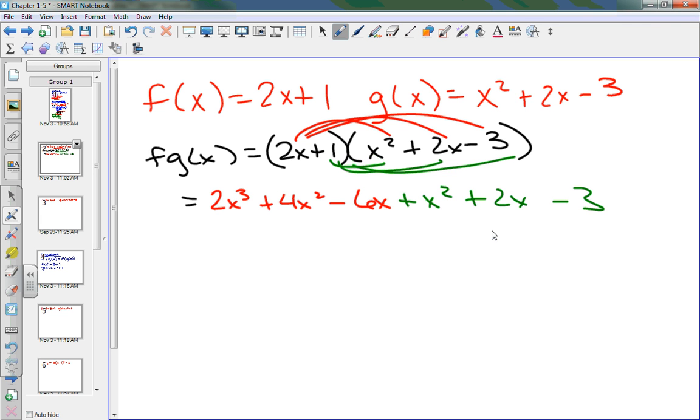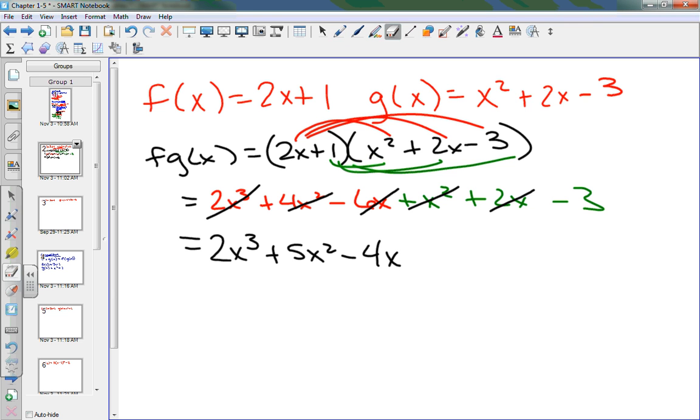Everybody with me? This is very long. Now what do I do? Isn't color coding great? Add like terms. Combine like terms. So I have 2x cubed. How many x squared do I have? 5x squared. How many x's? And then minus 3.